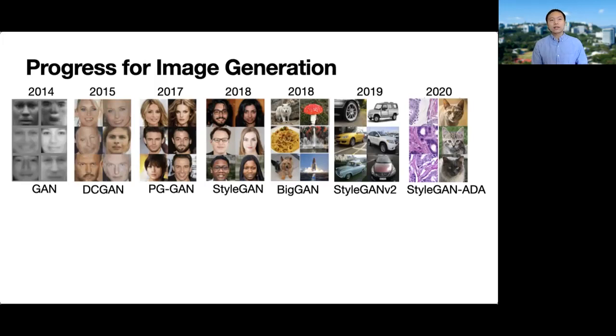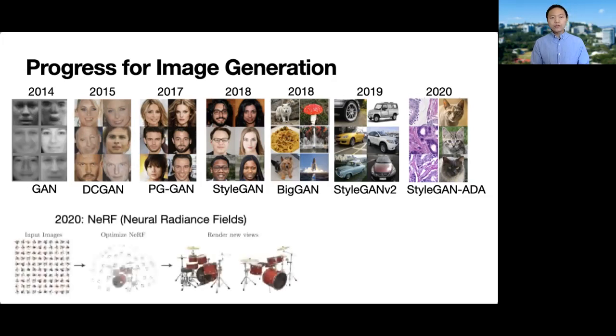Let's take a look at the progress in image generation. GAN was first proposed in 2014. Over the years, many different GAN models have been proposed, and you can see that image quality has greatly improved. Especially the recent StyleGAN v2 and StyleGAN ADA can synthesize realistic images from different viewpoints and for different data types under limited data amounts. In recent years, we also see other kinds of generative models, such as neural radiance fields.